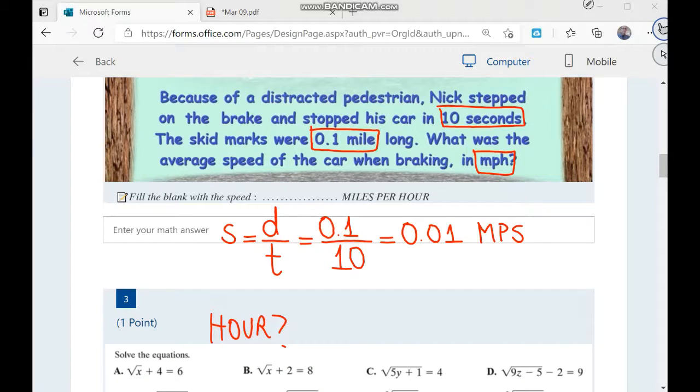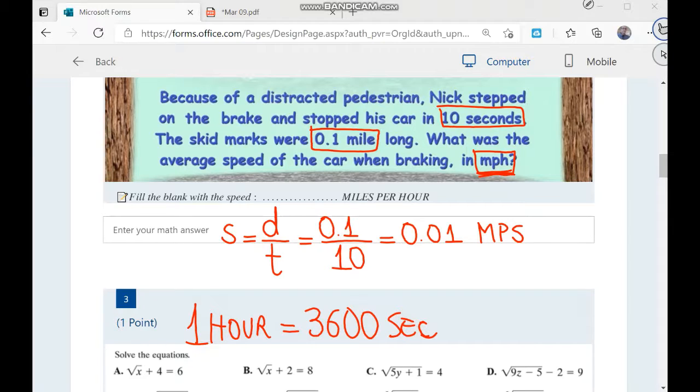Okay, you have to apply the formula, distance over time. Then you're going to divide 0.1 miles by 10 seconds, and you find 0.01 miles per second. But now there is a problem, because we need miles per hour. How many seconds do you have in 1 hour? We have 60 minutes, each minute 60 seconds, so 3,600 seconds in 1 hour, right?